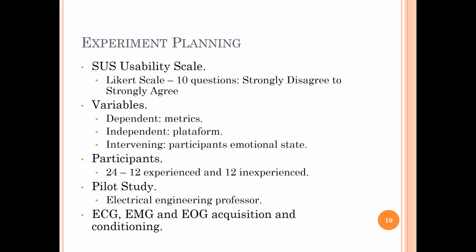The SUS scale was used to assess the usability of the platform. The SUS scale is a Likert scale of 10 statements, where the user answers each statement by marking a response that goes from strongly disagree to strongly agree. In this experiment, the dependent variables are the metrics, the independent variable is the platform itself, and the intervening variable is the participants' emotional state.